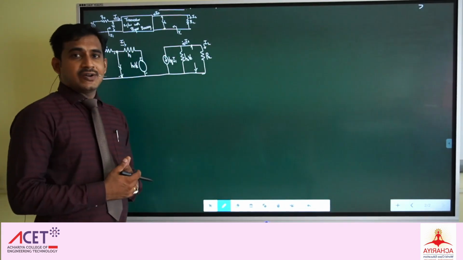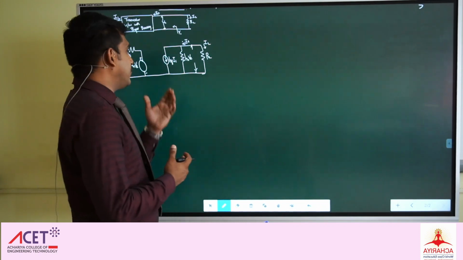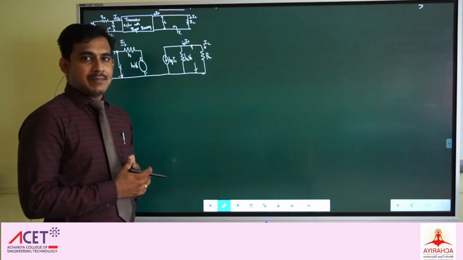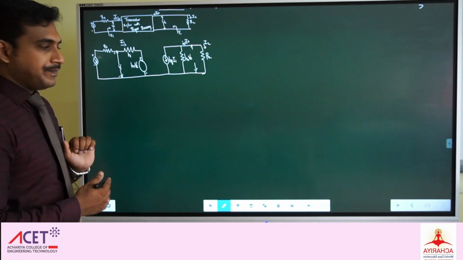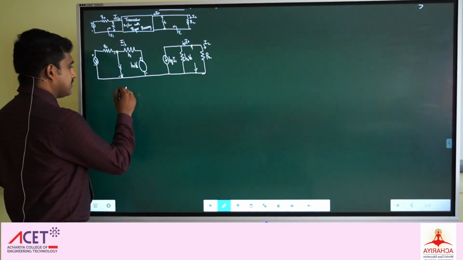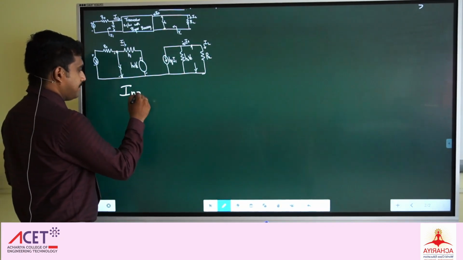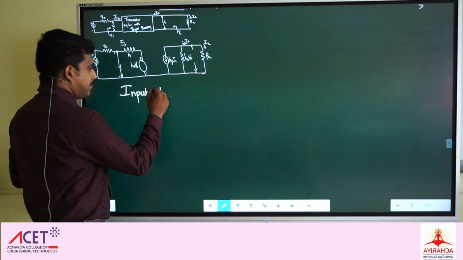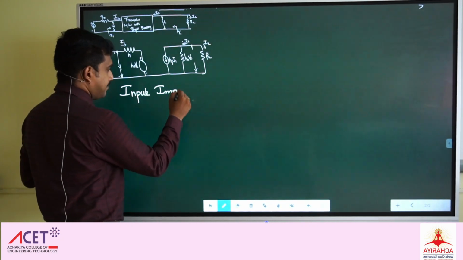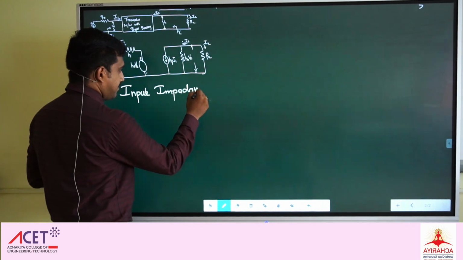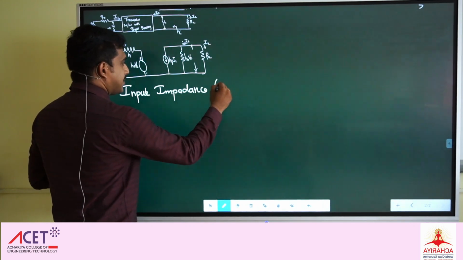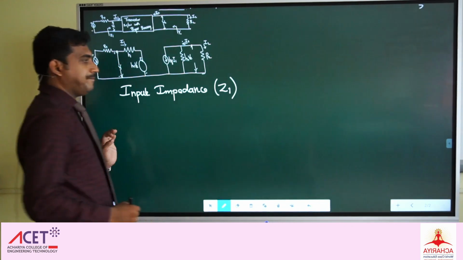Okay, next we are going to find the input impedance of the transistorized amplifier from this equivalent circuit. Input impedance is represented as Zi.